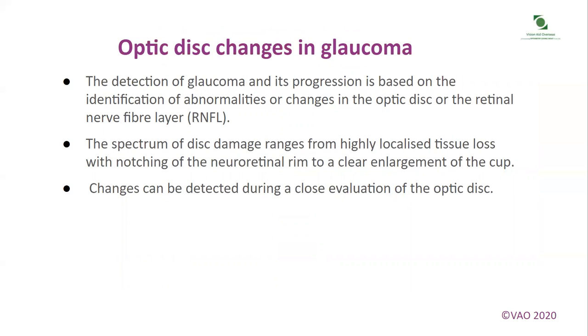The detection of glaucoma and its progression is based on the identification of abnormalities or changes in the optic disc or the retinal nerve fiber layer. The spectrum of disc damage ranges from highly localized tissue loss with notching of the neuroretinal rim, right up to a clear enlargement of the cup. Changes can be detected during a close evaluation of the optic disc.